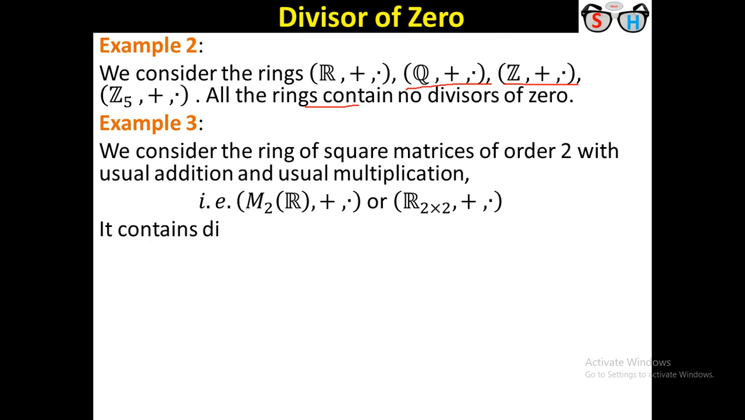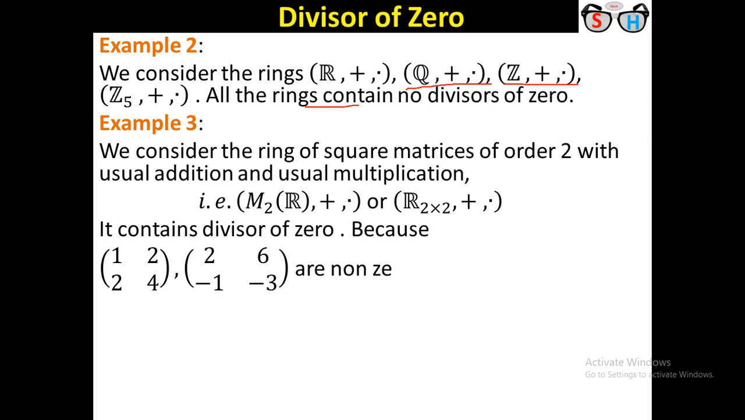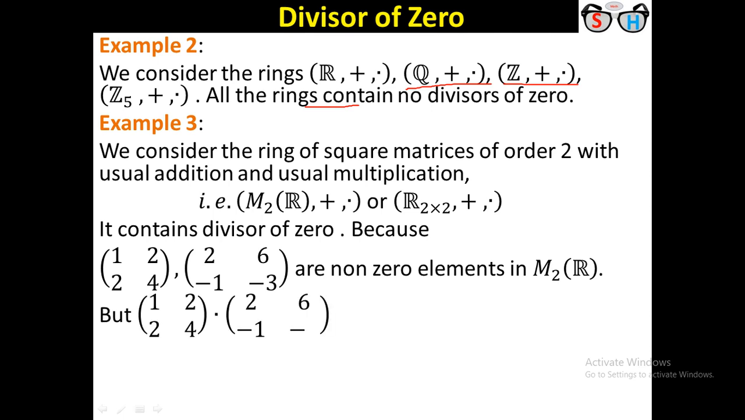However, here we consider two non-zero elements. Here I will show that the ring contains a divisor of 0, because here you consider two non-zero elements [1 2; 2 4]. These are non-zero elements in the set of square matrices of order 2. Non-zero element means the matrix is non-zero because at least one of the 4 elements is non-zero. Even if only one element is non-zero and all other elements are 0, it will be a non-zero element of M2(R). However, if you consider the multiplication of those two elements, then the multiplication will be [0 0; 0 0].